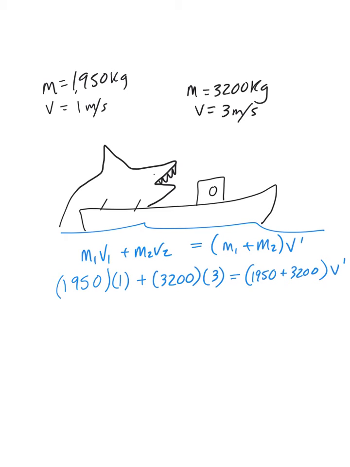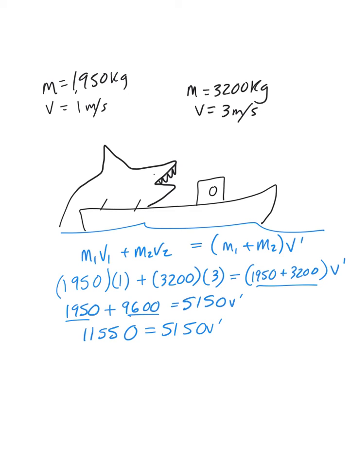Okay, so we got 1950 plus 3,200 times 3 is 9,600, equals, and we're going to add these numbers together. So we get 5,150. So we can add these two now. So we have 11,550 is equal to 5,150 times v, and we can divide. And we end up with a velocity of 2.2 meters per second. All right, there we go.